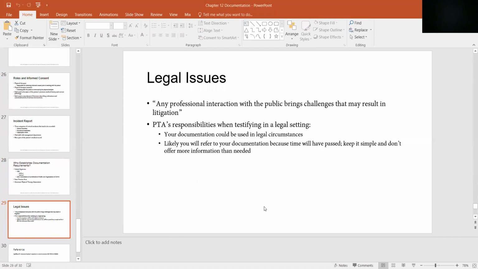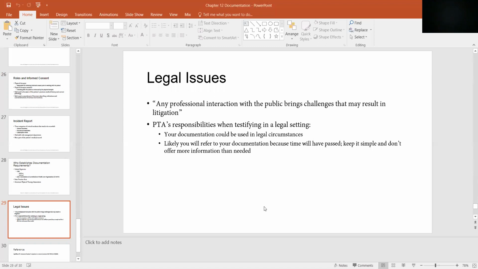Legal issues, I just want you guys to know that that could be a part of your career, and any professional interaction with the public brings challenges that may result in litigation. It's just a part of our job. PTA's responsibilities, if you ever had to testify in a legal setting, is your documentation could be used in legal circumstances. Like we said earlier, if it's not documented, it didn't happen.